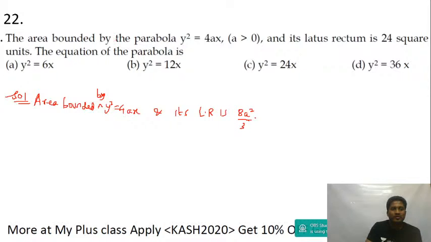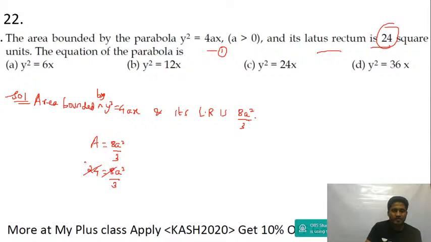Okay, now area bounded by the parabola and its latus rectum is 24 square units. What should be the equation of the parabola? So let's call this equation 1. It's already mentioned that area bounded by this is 24 square units. Area is equal to 8a square by 3. Okay, area is 24, that is given in the question, is equal to 8a square by 3.